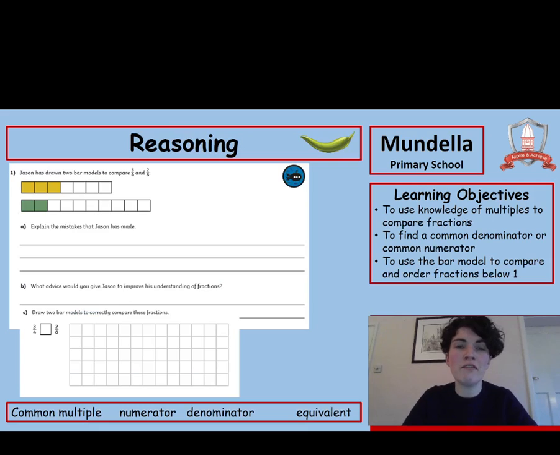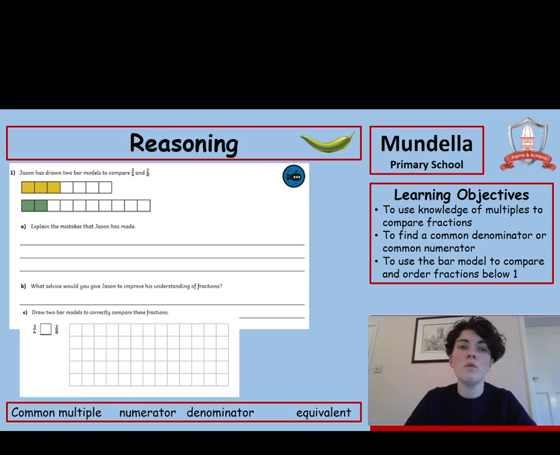Okay, moving swiftly on to the reasoning task. In green chili task, again, we're using bar models to make those comparisons. You need to try and explain Jason's mistake. He's made a mistake. Well, he might have made more than one mistake, in fact.